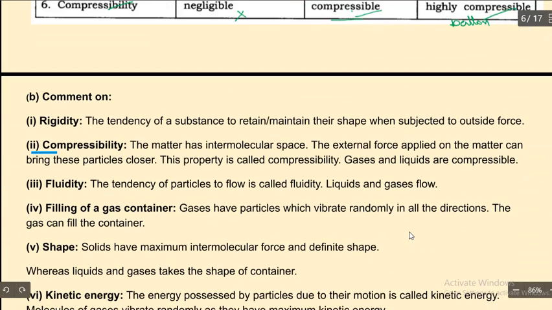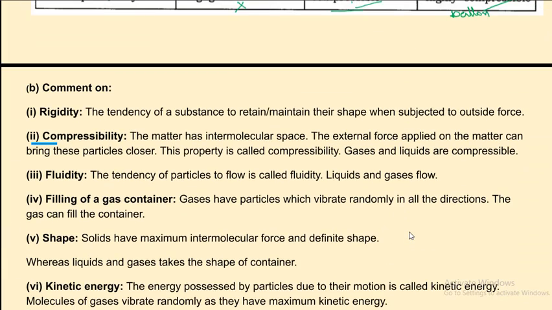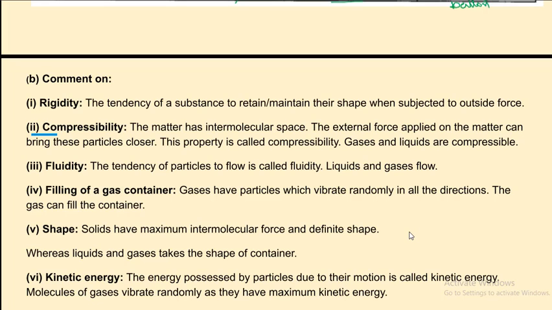So next question. So here they asked to comment on these few definitions. Rigidity is nothing but the tendency of a substance to retain or maintain its shape when subjected to outside force. That means when we put some force on it, let me explain it properly. Let us take this pencil. If I put pressure on this pencil, is it going to change the shape? No, it's not going to change the shape. Rigidity is nothing but what? Strongness, we can say in simple.